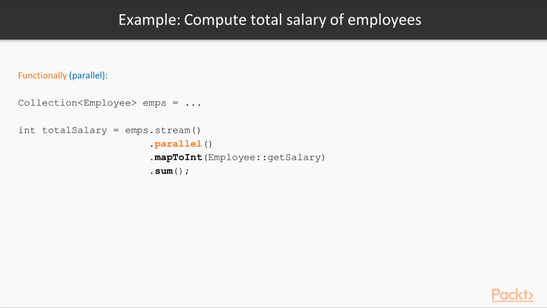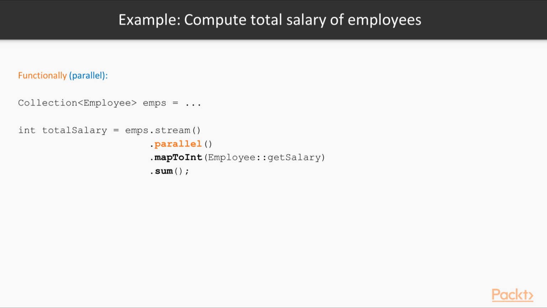Now, suppose we want to perform the same operation in parallel by different threads. Well, we can just invoke the parallel operation, or alternatively, we could have started with the parallelStream operation, and the library on its own in a completely automatic fashion is going to assign this pipeline to different threads and merge their results into a single total salary result.